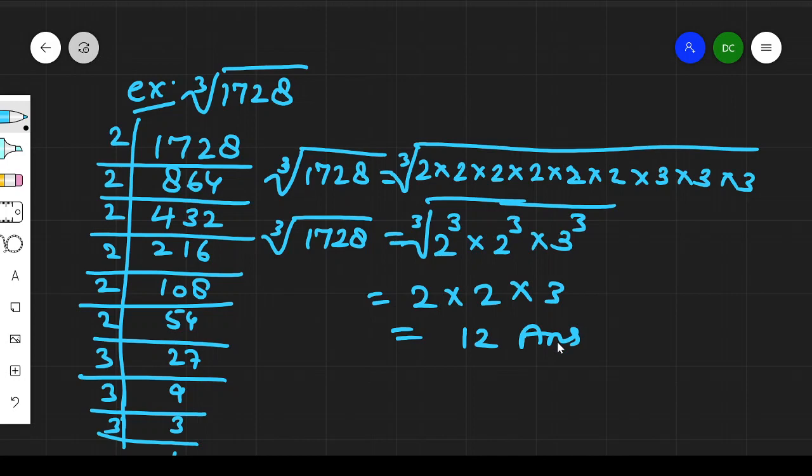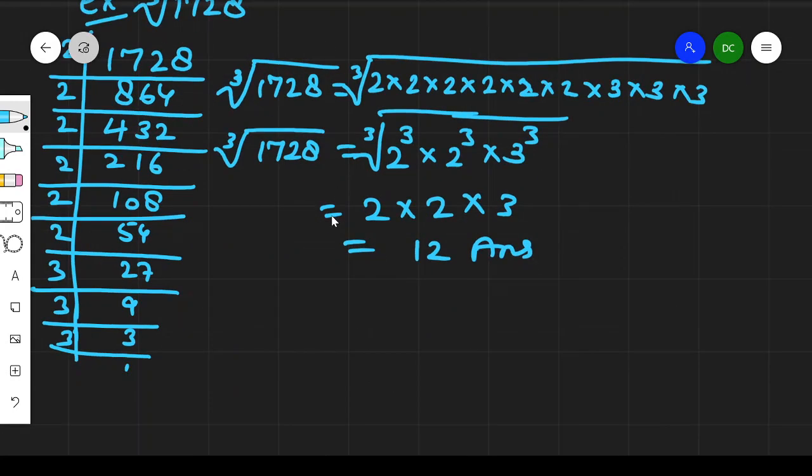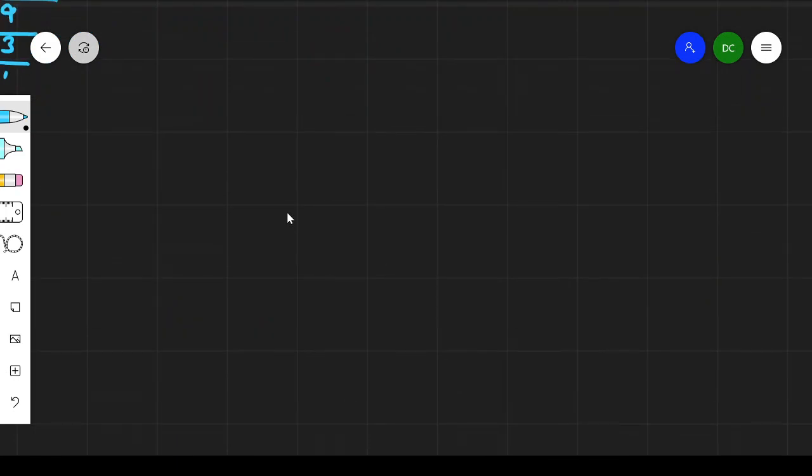Just like we did the square root by prime factorization method, we will do the cube root of the given number. Now, if any negative number is there, yes, we can find the cube roots, but if any negative number is there and you want to find a square root, it is not possible to find. Remember that.